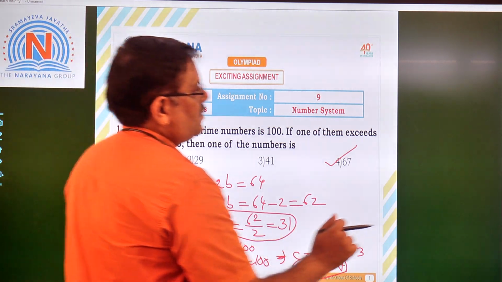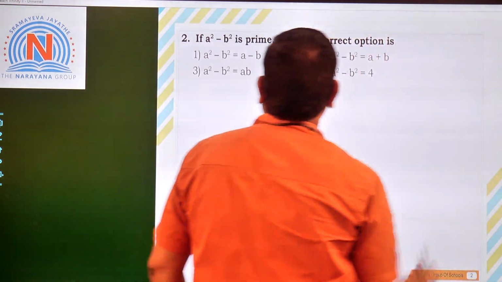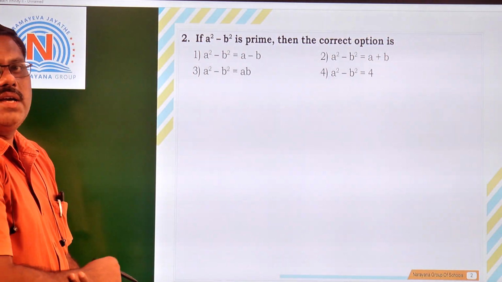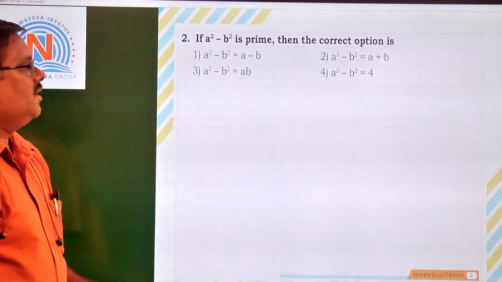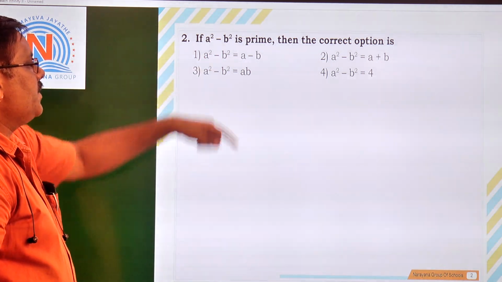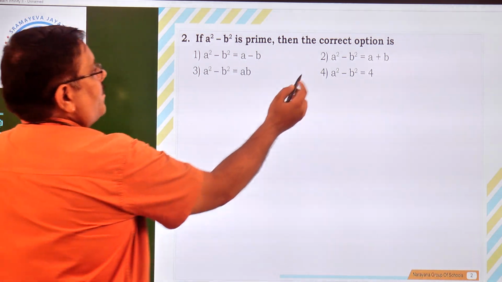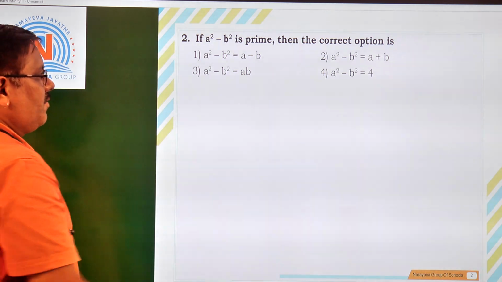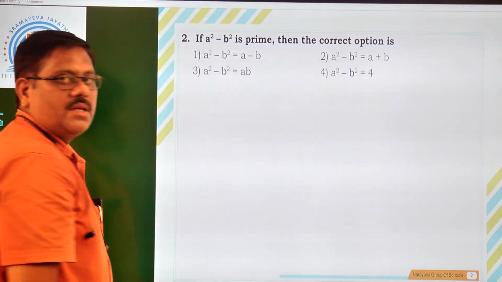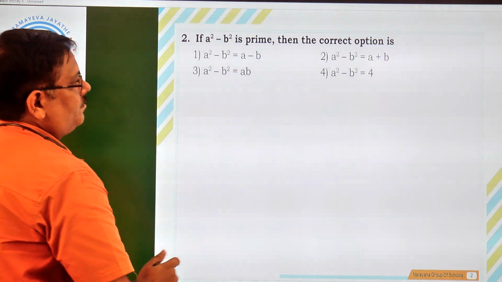Now, we will go to the next question. If a square minus b square is prime, then the correct option is, we are given options: a square minus b square is a minus b, a square minus b square is a plus b, a square minus b square is ab, and the fourth one is a square minus b square is equal to 4.